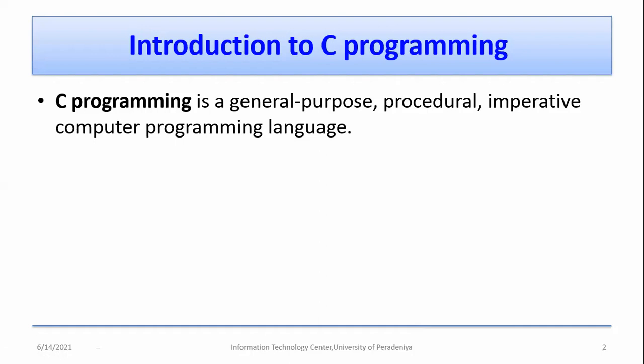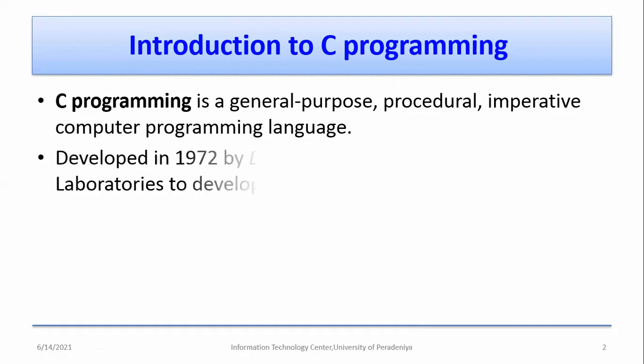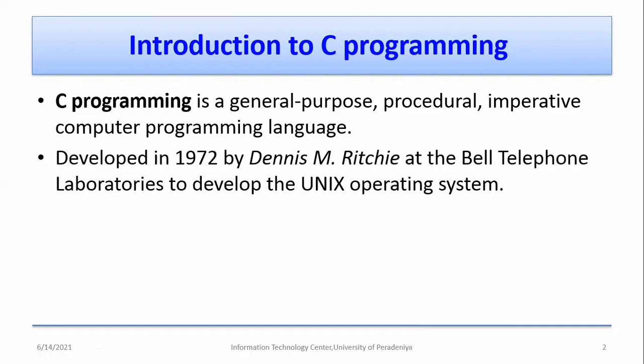declarative and imperative. So C is an imperative computer programming language. It was developed in 1972 by Dennis M. Ritchie at the Bell Laboratories. It was developed to build the Unix operating system. That means the Unix operating system is written in the C programming language.